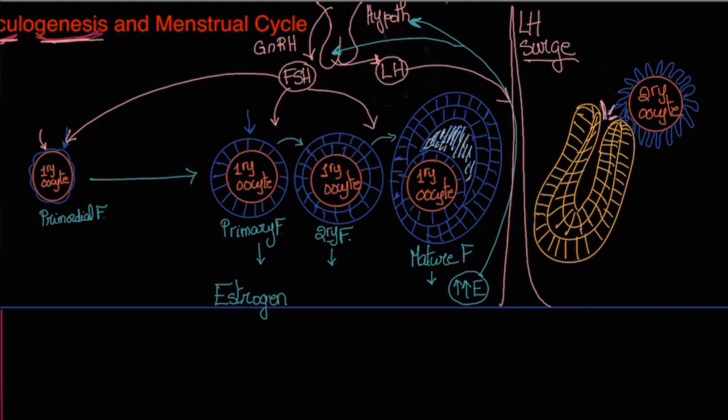A third effect is the transformation of those follicular cells that were surrounding the primary oocyte into a yellow body that we call the corpus luteum. The corpus luteum is going to be responsible for releasing a different ovarian hormone that we call progesterone.